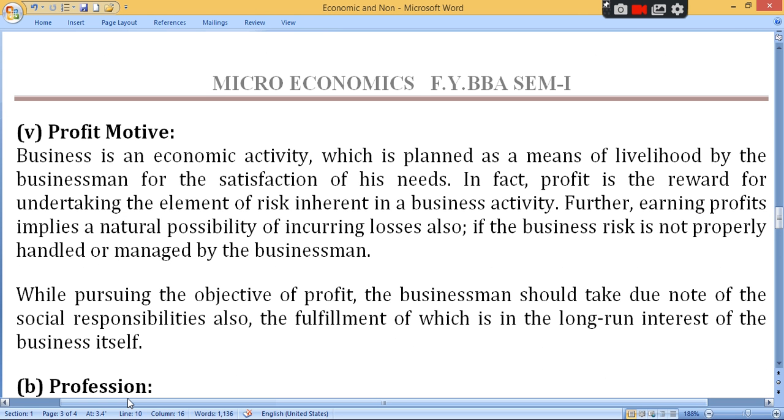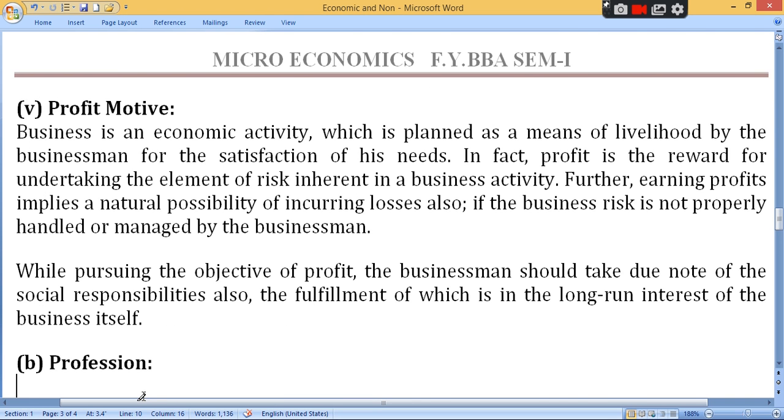Clear? Then profit motive, that is also a basic characteristic. Each and every businessman, in each and every economic activity, has a main objective, profit, earning maximum profit. Clear? Which is planned as a means of livelihood by the businessman for the satisfaction of his needs. Profit is a reward for undertaking risk. Clear? Generally, if you start any business, what is your main objective? Profit. Clear? So earning a profit implies the natural possibility of incurring loss also. So sometimes there will be a profit, sometimes there will be a loss. Clear? But here profit is the main objective.